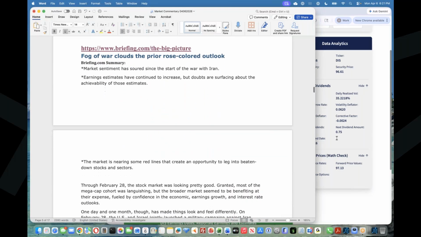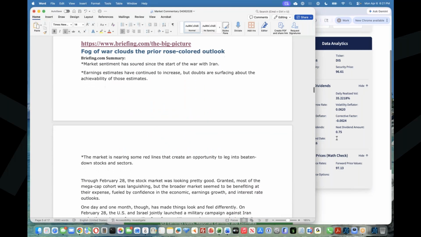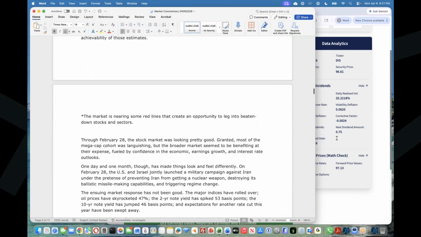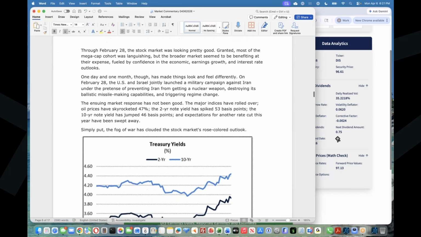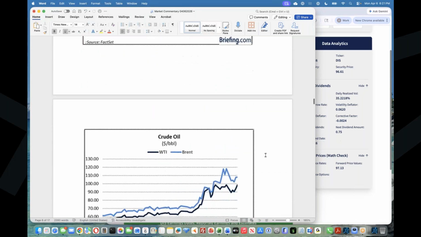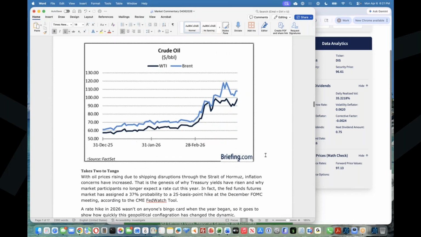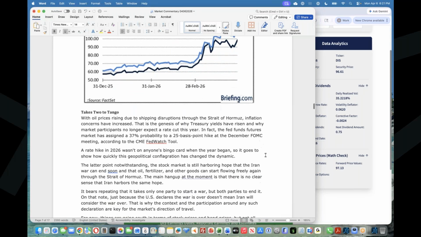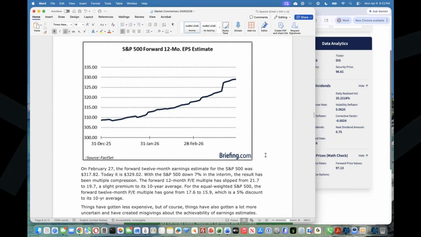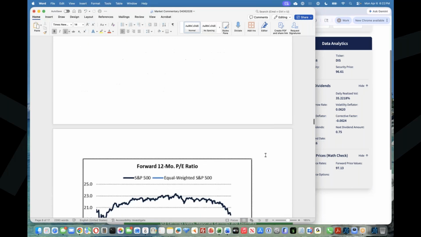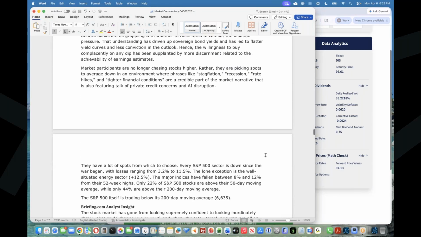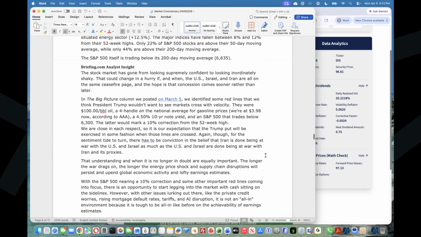So nothing's really changed from briefing last week to this week. Fog of war still clouding the prior rose-colored outlook. And like I said, that deadline is approaching tomorrow night at 8 p.m. and we'll see how everybody reacts to that. But we're just trying to get past this, to have the market choose the direction, up or down. We really don't care. We've got a lot of protection on a lot of the positions that we have.